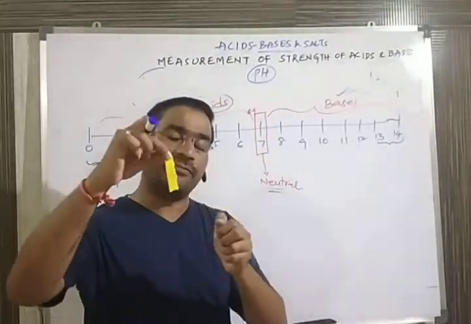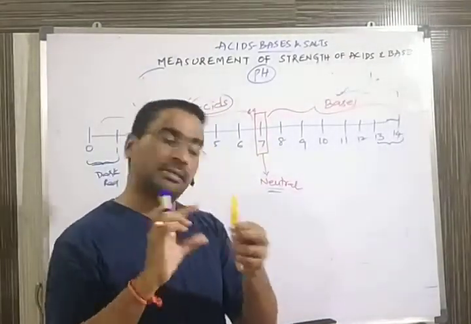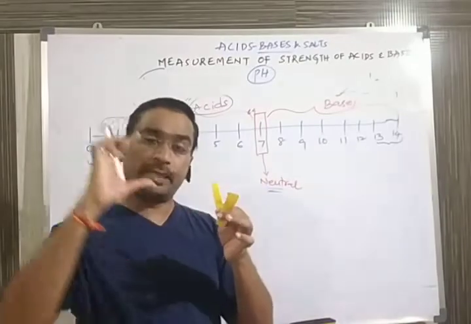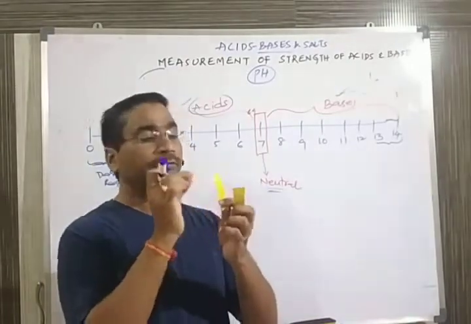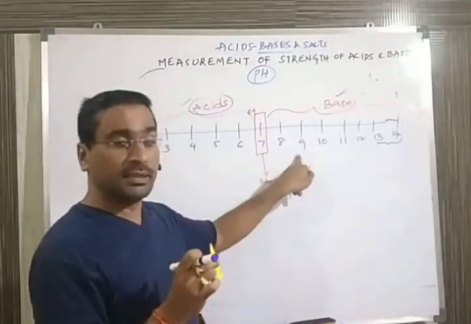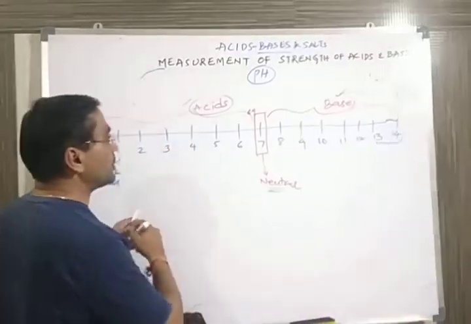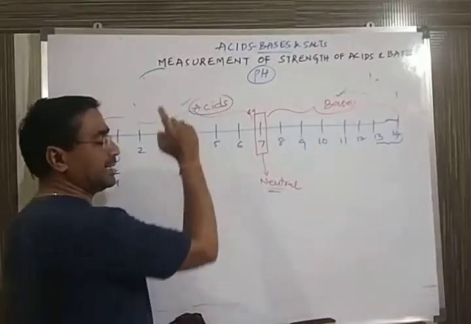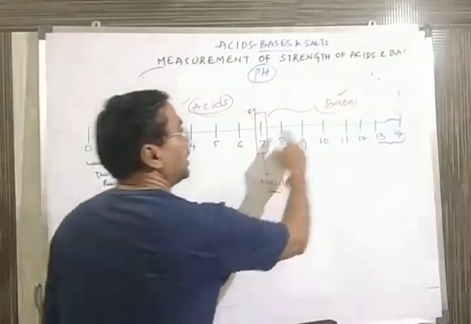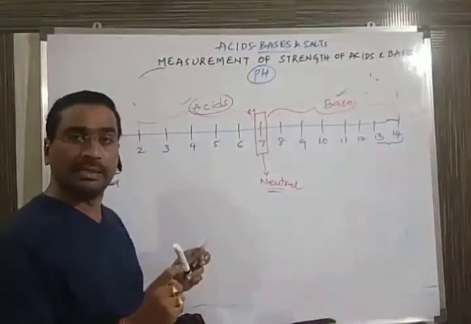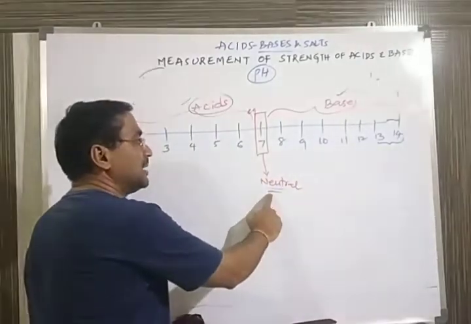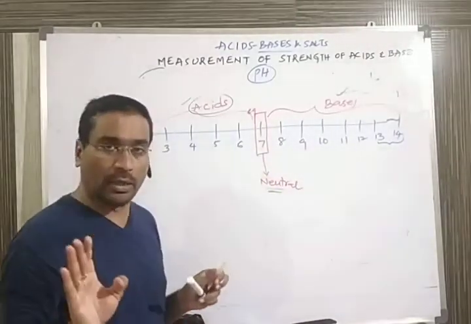As soon as you dip, see what color you are getting. Based on the cover on the pH box, they will mention which color indicates which pH, so you can identify it. If the value is less than 7, it is acid. If the value is greater than 7, it is base. If the pH is 7, it indicates neutral.